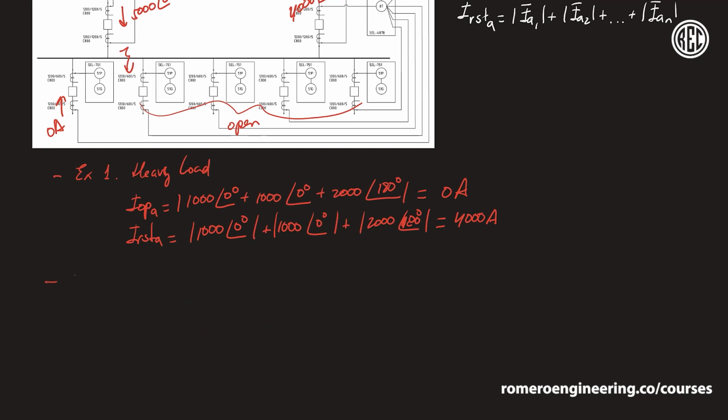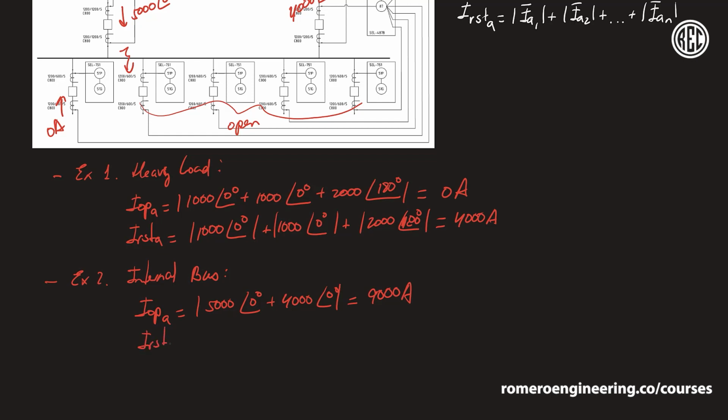So let me say over here, example 2, internal fault. So there's a fault in the bus. So for this case, of course, we would want our bus differential scheme to operate. So we're going to do the same thing. Let's calculate the operating current, I_OP_A. That's going to be equal to, in this case, 5,000 amps at 0 degrees plus 4,000 amps at 0 degrees plus 0 for all the other inputs. So this gives us 9,000 amps for the operating current.